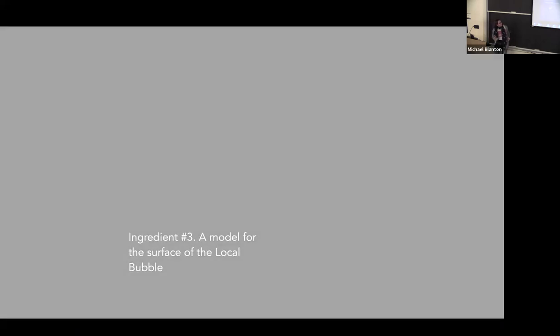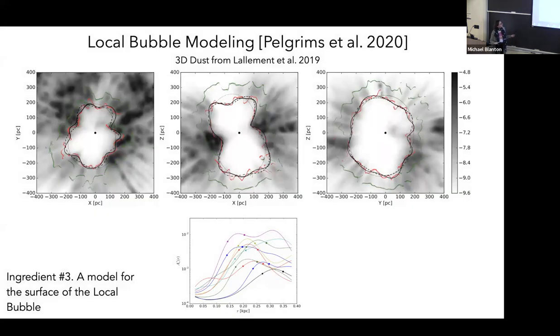And then the last ingredient is we need a model for the surface of the bubble. So you actually have to know where the bubble, this cavity in three dimensions, lies. So there's various ways that we can measure this. So I said that the bubble is, there's less stuff in the bubble than around it. It's hotter and it's also more highly ionized. Basically, this model for the local bubble comes from Pelgrims et al. 2020. And it's basically tracing the walls of the local bubble as a transition between sort of an empty region of space and sort of some material on the edge of the wall. So it's actually tracing the transition region between very low density material and higher density material.